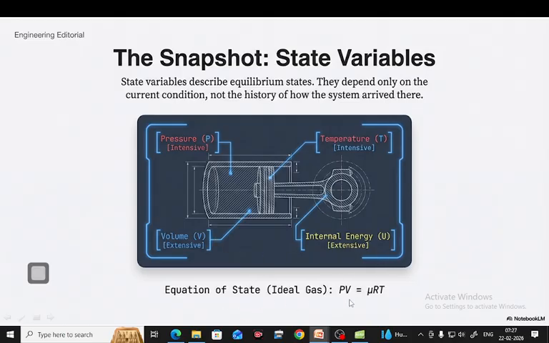The equilibrium state, ideal gas: PV equals mu R T, where P is the pressure, V is the volume, mu is the number of moles, R is the universal gas constant and T is the temperature.